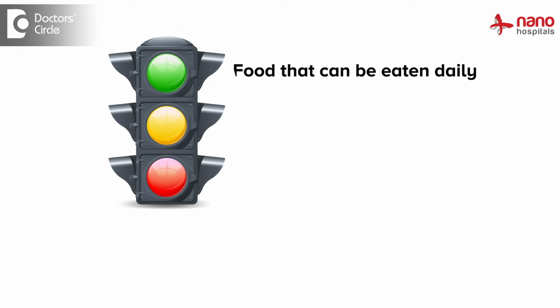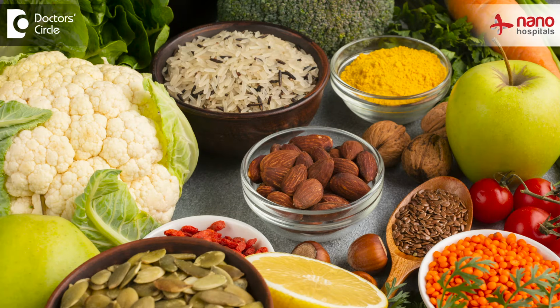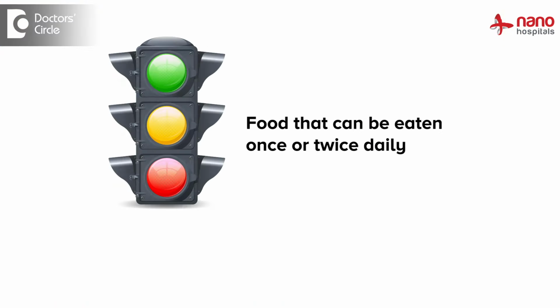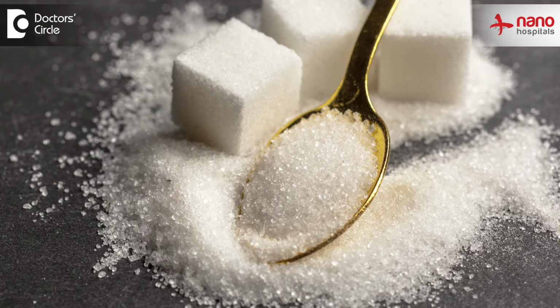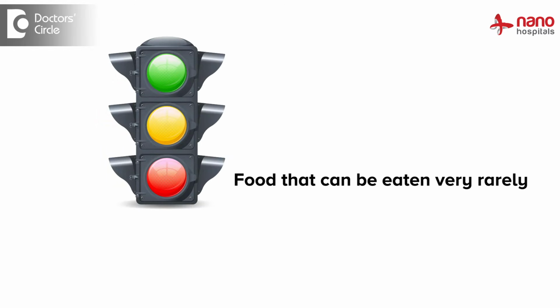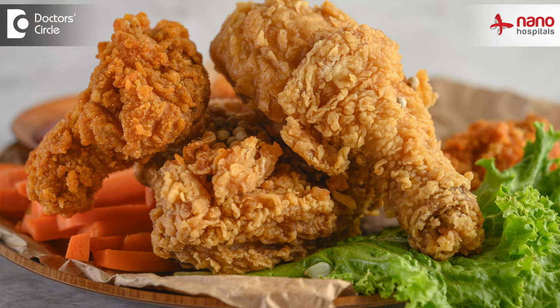Dietary changes. We have a traffic light diet model. That means green, yellow and red. So green is you can eat this food daily, which is fruits and vegetables, whole grains, milk and yogurt. Yellow is restricted to once or twice per day, which is lean meat, bread, honey, all the sweetened sugars. Red means you should consume it very rarely, which are fried foods and processed meats or the processed foods.